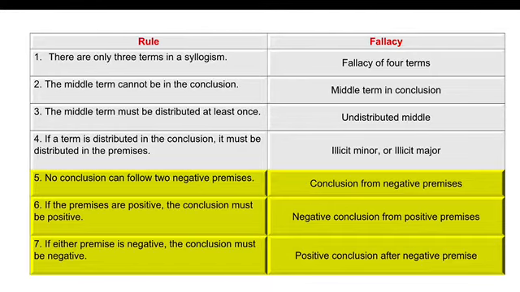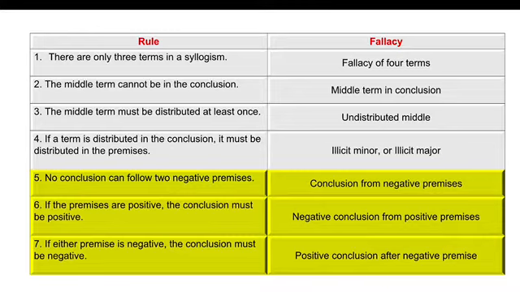And now I'm just going to bring the chart back up here so you can see where we're going. We're going to finish off with the last three rules. No conclusion can follow two negative premises. Obviously, that's the conclusion from negative premises. And that's going to be an easy one to spot, right? If you see a negative in both the premises, then you know it's not valid.